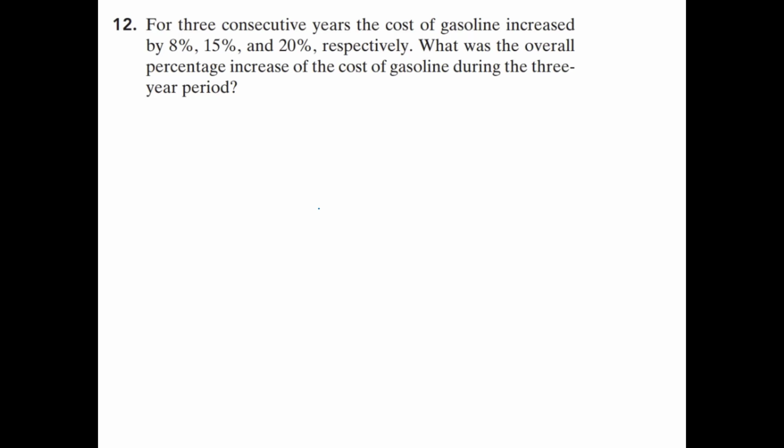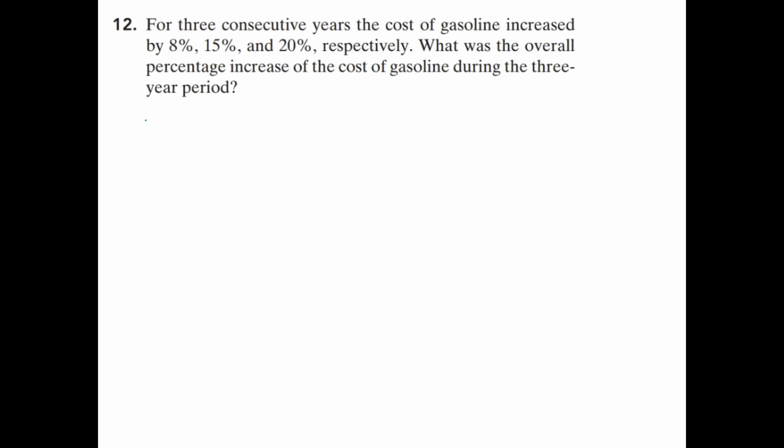All right, so now I'm going to do the problem in 2 ways. It didn't tell us what we started at, so it did not give us a whole. And so I'm just going to make up a nice round number whole. So I'm going to say gas started at $4, even though right now we're pretty low, but let's say it started at $3. For 3 consecutive years, the cost of gasoline increased by 8%, 15%, and 20% respectively. What was the overall percentage increase of the cost of gasoline during the 3 years, right?